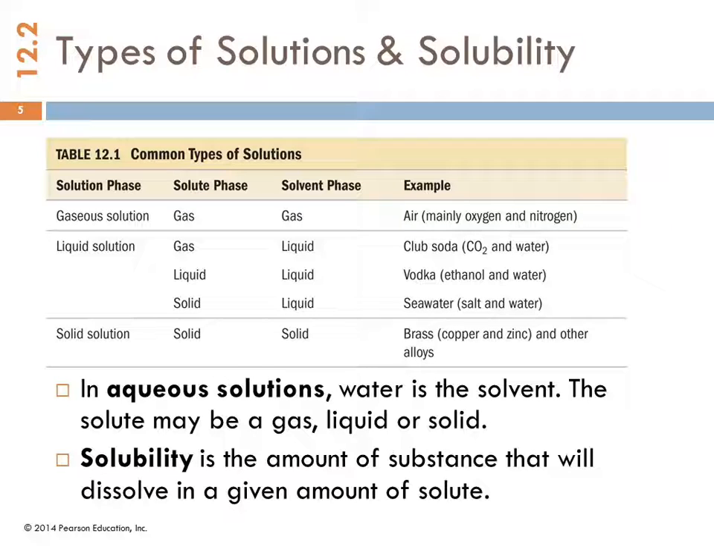Types of solutions and solubility. So here's a table showing types of common solutions. You can have a solution of two gases. This one's really common. We call it air. So this room is full of a solution, mainly oxygen and nitrogen gases, also with some argon and water and various other things.